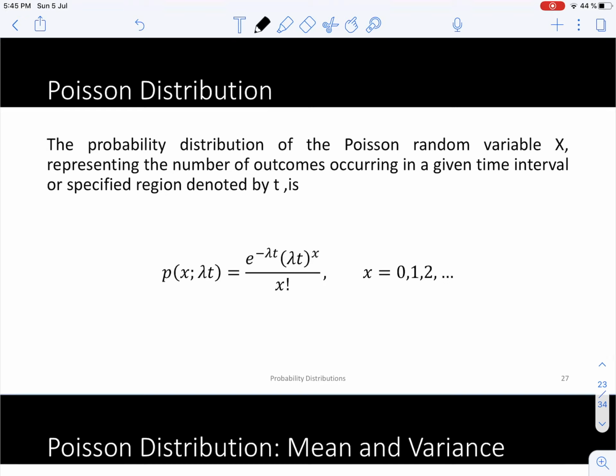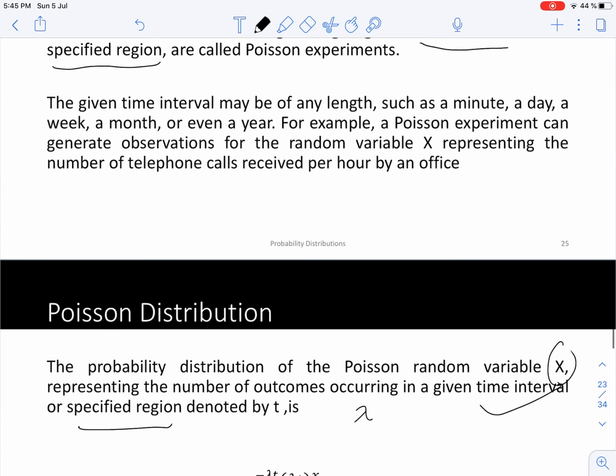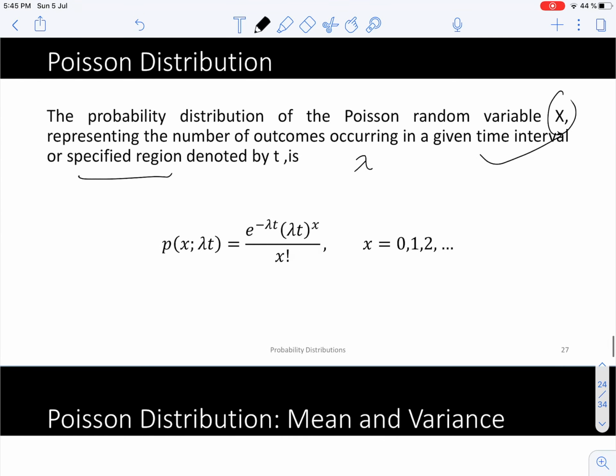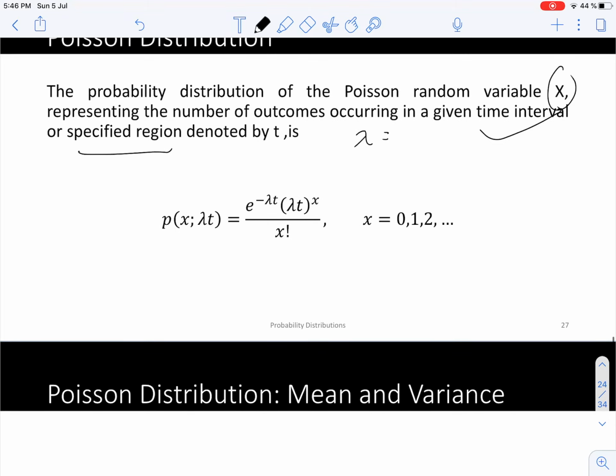Alright, so the random variable, as we just said, is the number of occurrences per unit of time interval or specified region. The main parameter that we use in the Poisson distribution is lambda. It's the average rate of occurrences, right? So lambda, in general, is a rate, number of occurrences per unit of time or length, or any other possible interval. It's an average value.